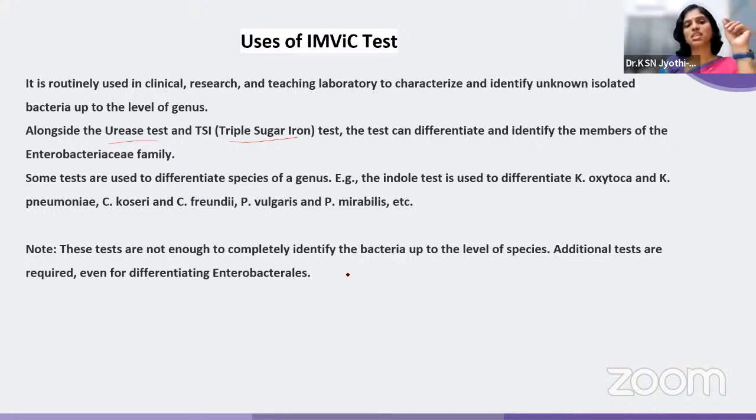Some tests are specific to differentiate the species in a genus. As I said, the indole test is used to differentiate Klebsiella. Different species of Klebsiella can be identified. Similarly, Proteus vulgaris and Proteus mirabilis can be differentiated even to the species level in certain tests. But generally, these tests are not enough when you want to go to the species level. Further additional tests have to be performed, specifically when you want to identify.